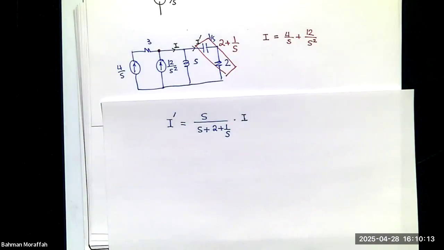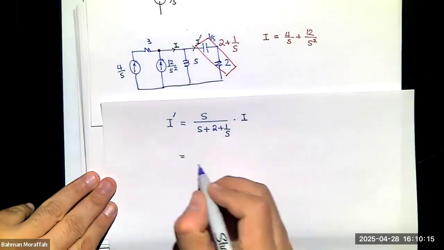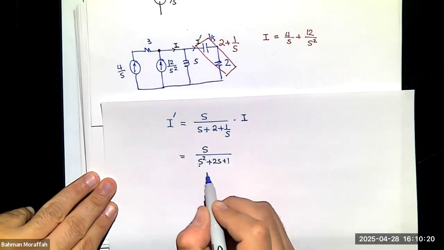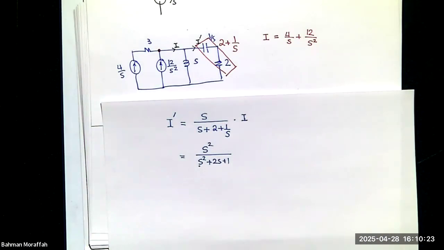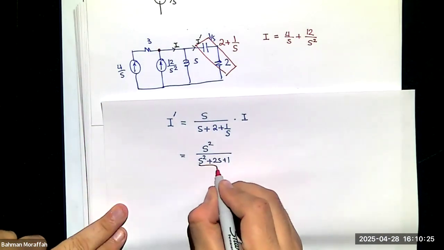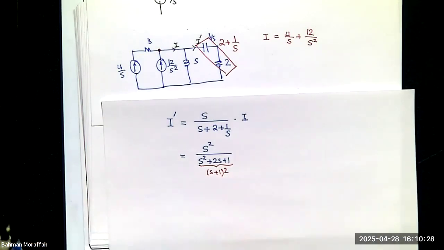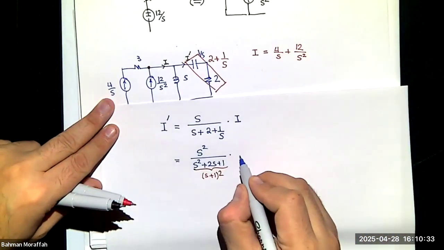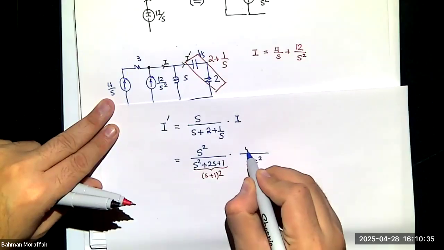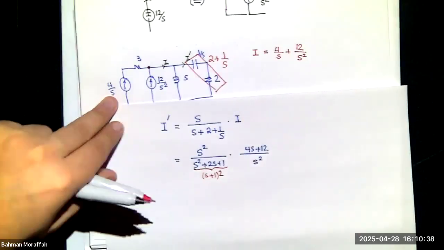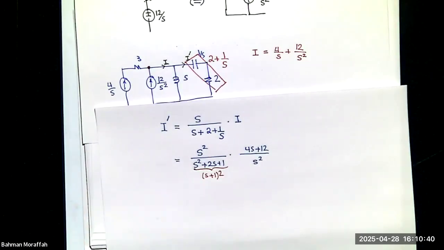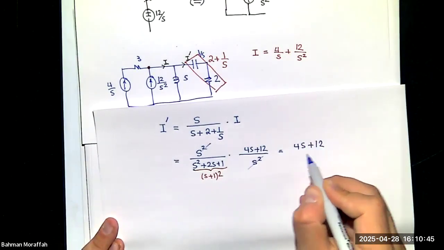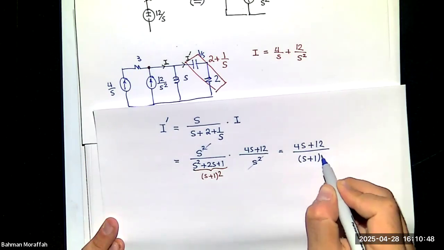Right? Let's simplify it a little bit. I got S over S squared plus 2S plus 1 over S. So I'm just going to bring it to the top. Remember, this one down here is S plus 1 squared times I, which is this guy over here. So it is S squared. I have 4S plus 12. Right? This and this cancel each other out. So I got 4S plus 12 divided by S plus 1 squared.